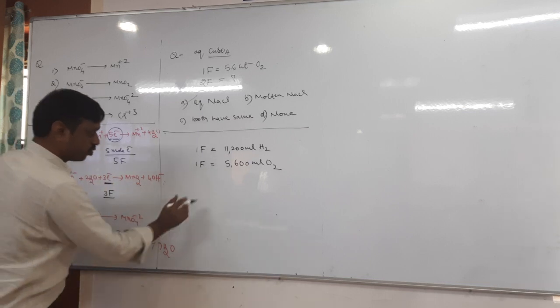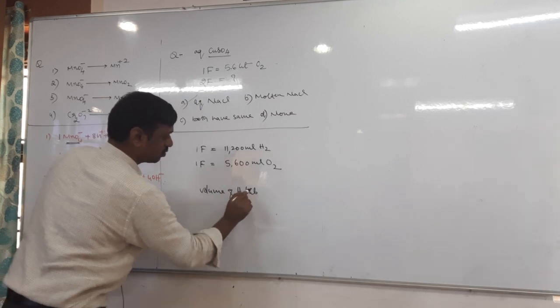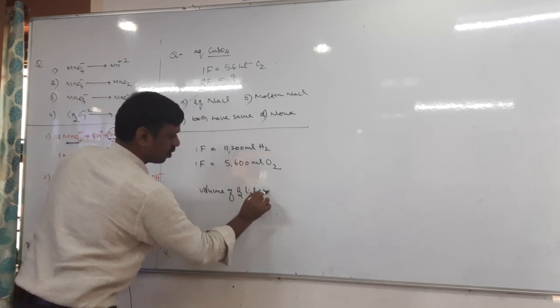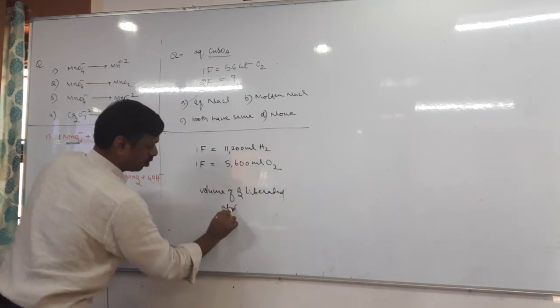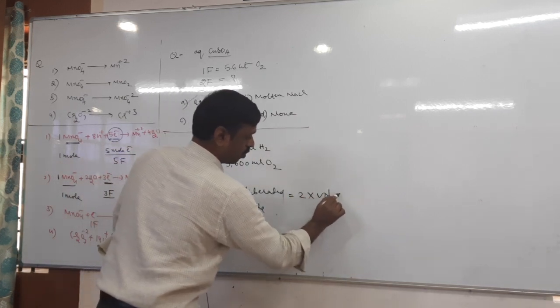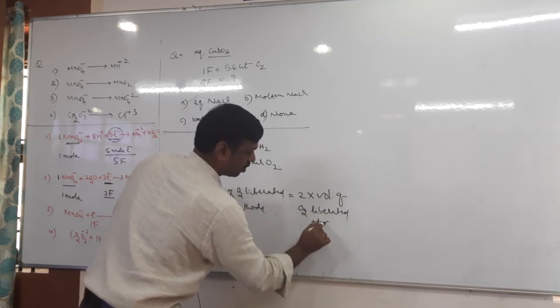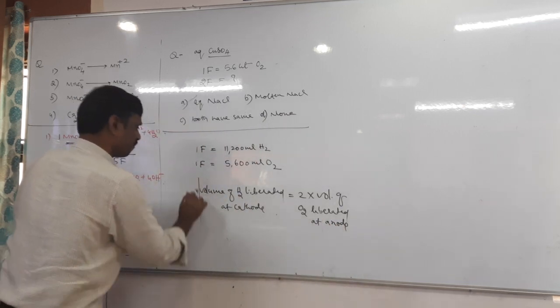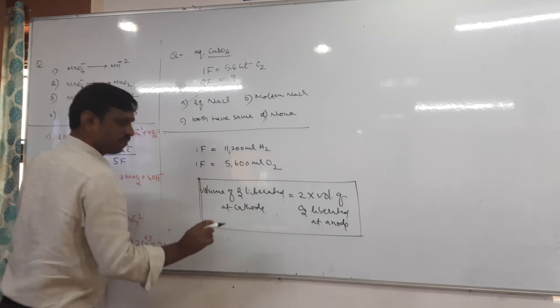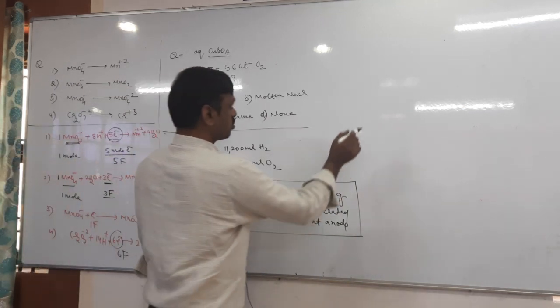Okay, therefore this question is important. Take this: the volume of hydrogen liberated at cathode is always 2 times the volume of oxygen liberated at anode. Okay, next slide.